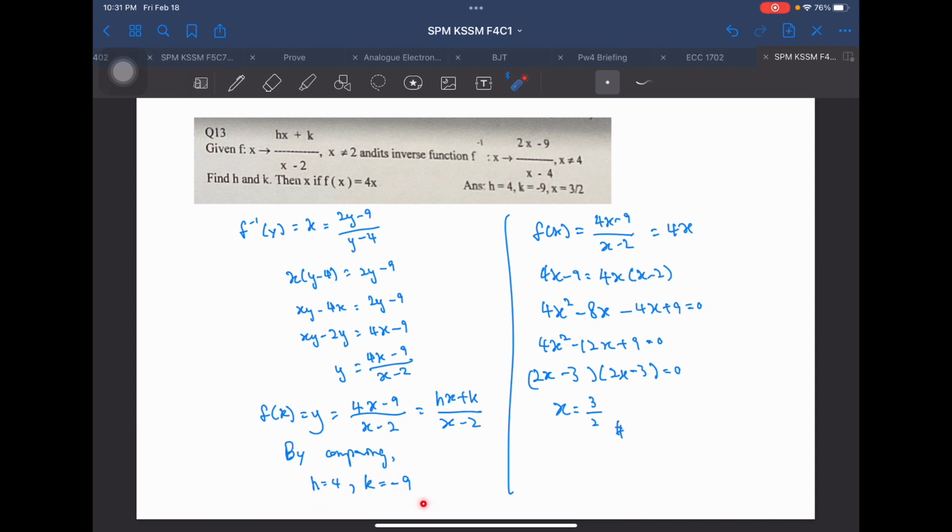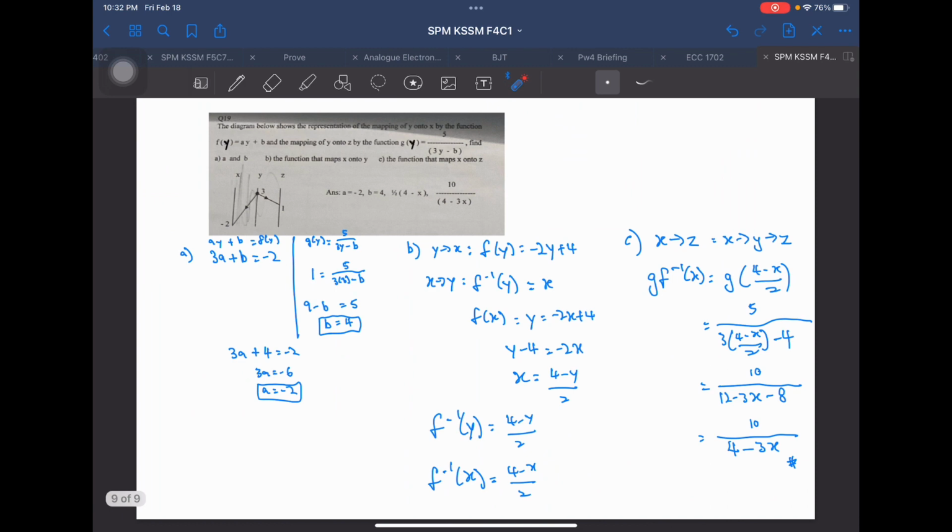Okay, so the second part of the question is asking us to find the x if f(x) equals 4x. So f(x) equals 4x, and then move this to the right. So you got this, and then like usual, you put everything to the right and then expand it. You got the quadratic equation, factorize it out. So you got x equals 3/2. If you guys are facing problems solving quadratic equations, I might make a video about that chapter, okay? Don't worry.